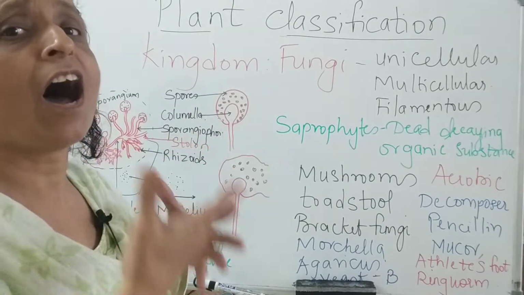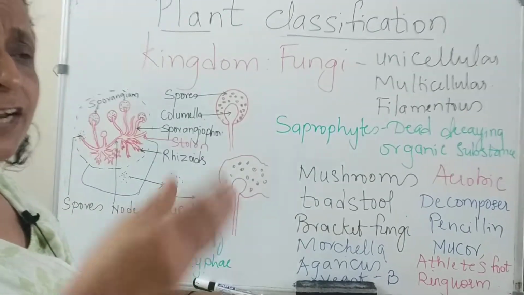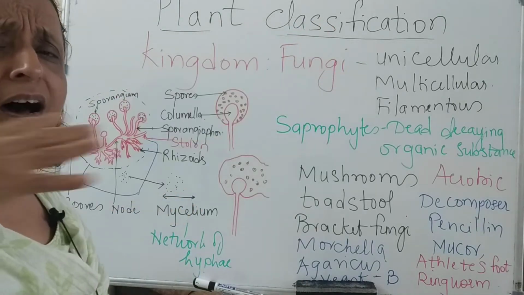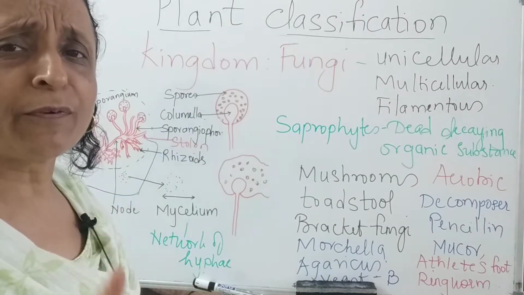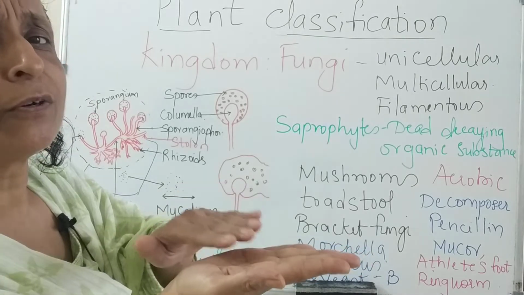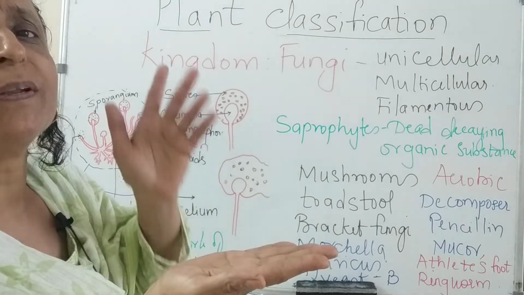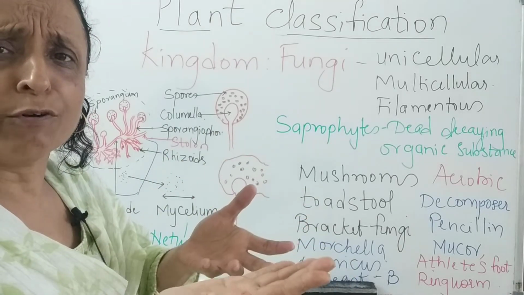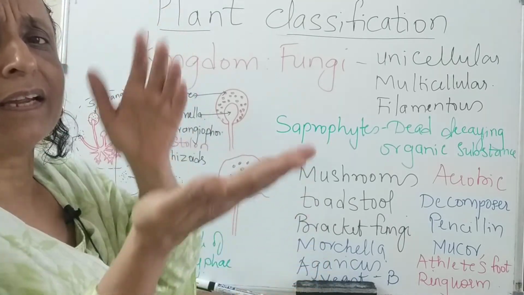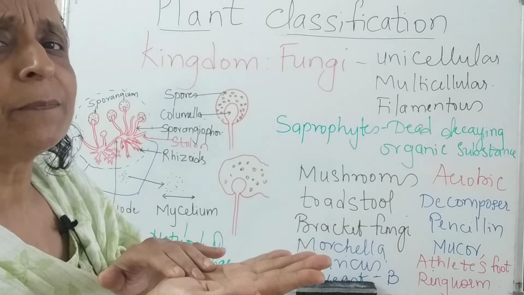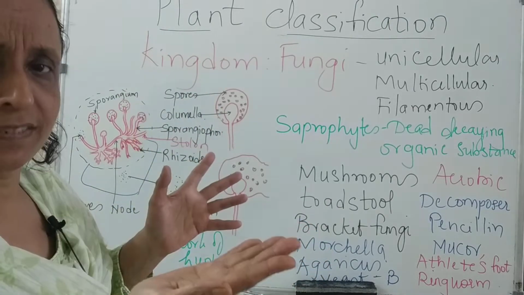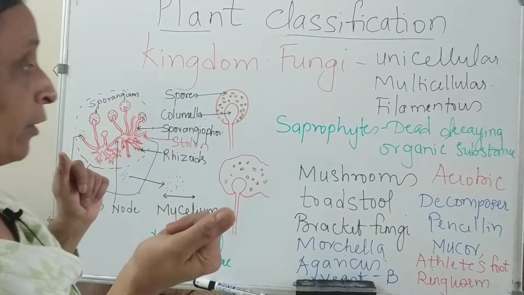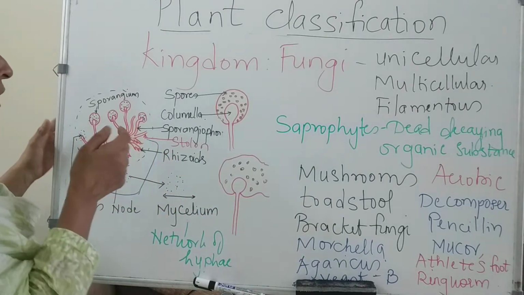Let's see how it develops. Those spores are present in the atmosphere. Whenever it gets a good substratum, food like cheese or bread, anything, it germinates. Now, let's see how it germinates.